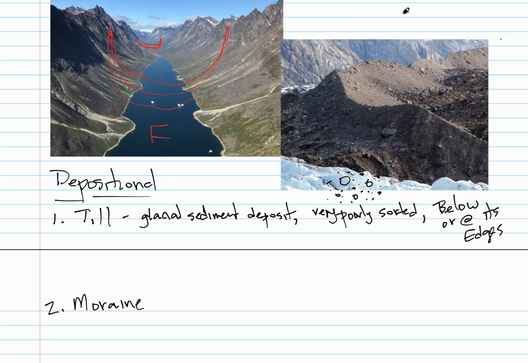Change the color. So here's what we have. This kind of snake-like positive feature, all this area here, is composed of till. And what I want you to see is that there are big chunks in it, and then there's fine-grained things. This deposit here was deposited at the edge of a glacier, which is why it's a positive topographic feature. This area in here is also till, but it was deposited below a glacier.